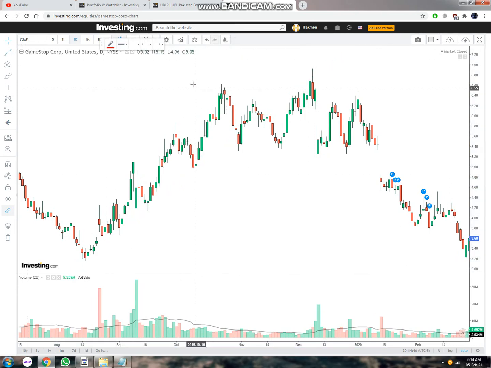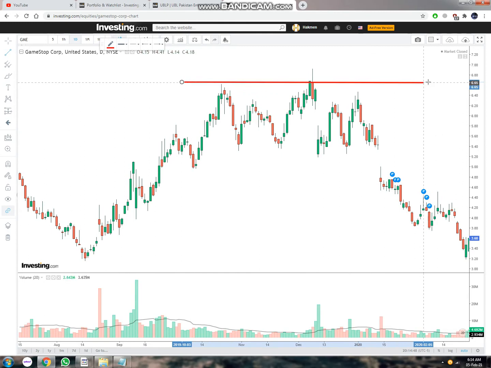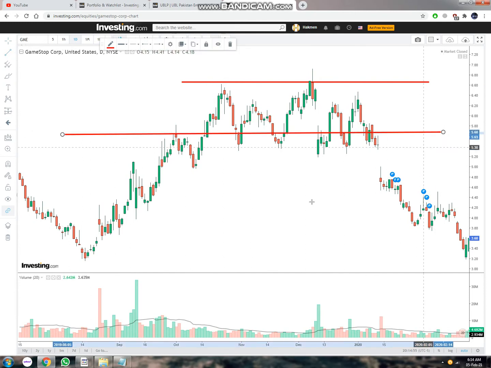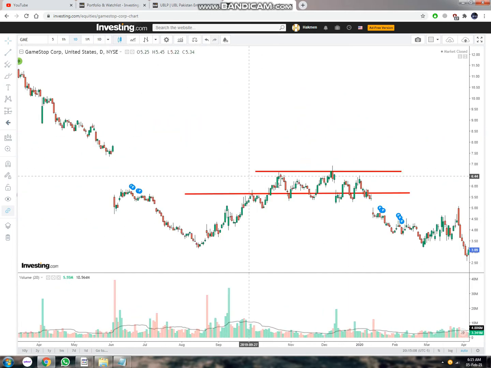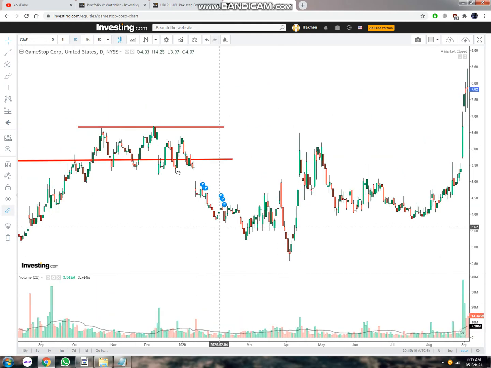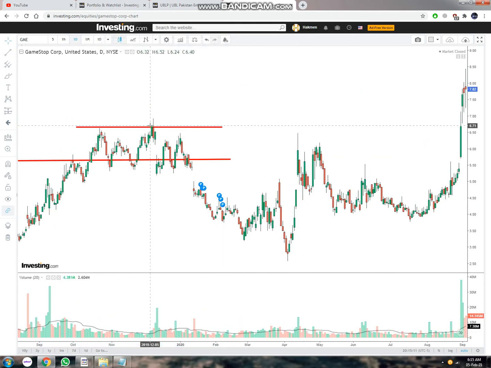The other way to recognize a side trend is when it forms two tops or two bottoms. In this case, it forms support and resistance levels. So it also means that it is a side trend. The market is trading in a sideways pattern. So these are the three ways to recognize an uptrend, a downtrend and a side trend.